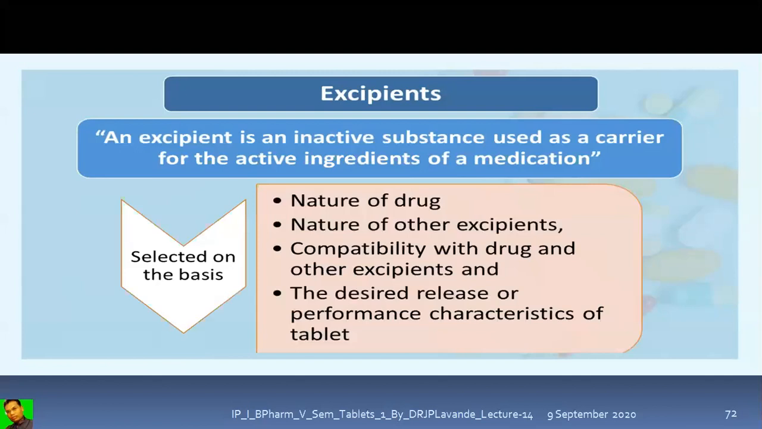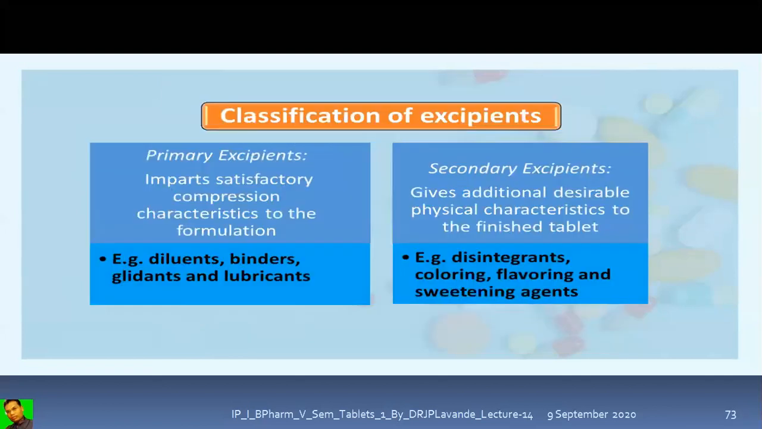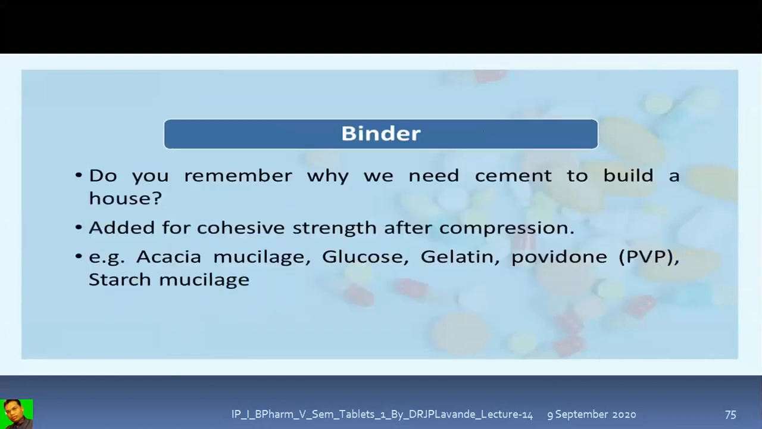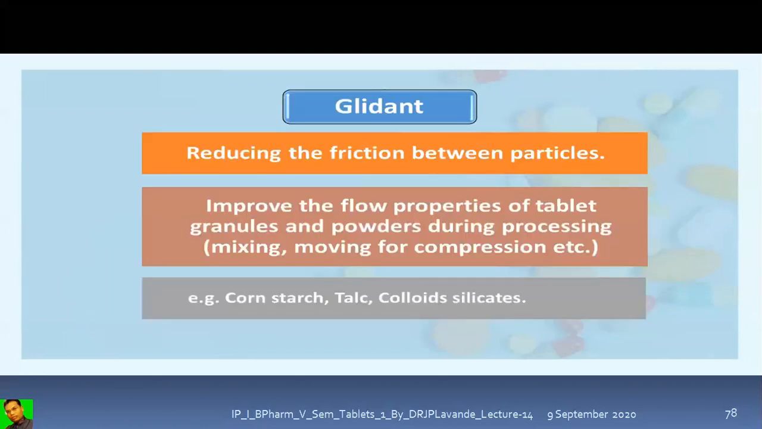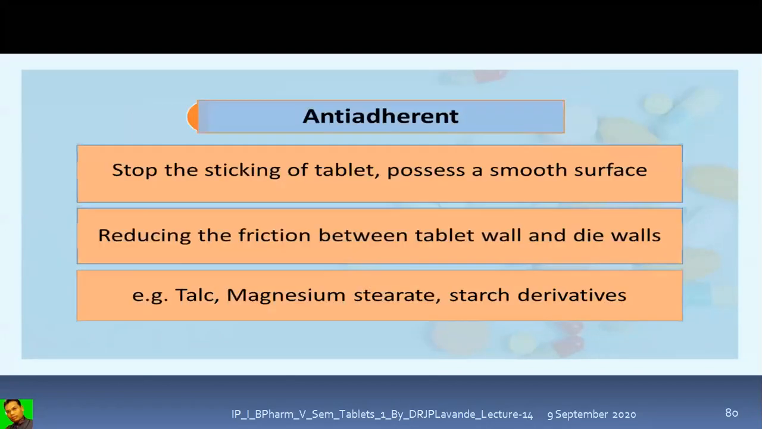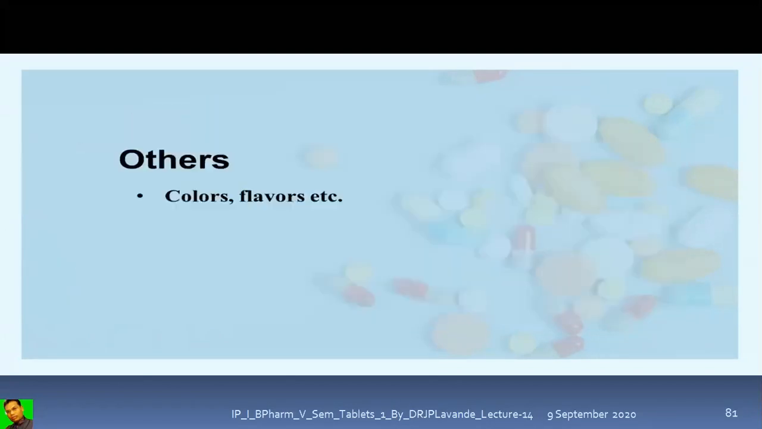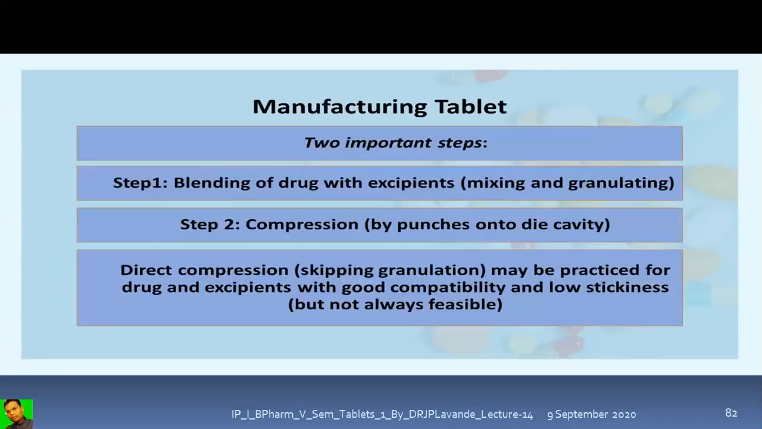Then we saw the excipients. What are the excipients? Based on what are these going to be selected? What is the basis of classification for the excipient? Primary excipient, secondary excipient. What are the diluents? What are the binders? What are the fillers? What are the disintegrants? How do they act? What is the mechanism of action by which they act? What are the glidants? What is their function? Why are these important? Lubricants. Then anti-adherent. Then we saw the other excipients like the colors and the flavors.